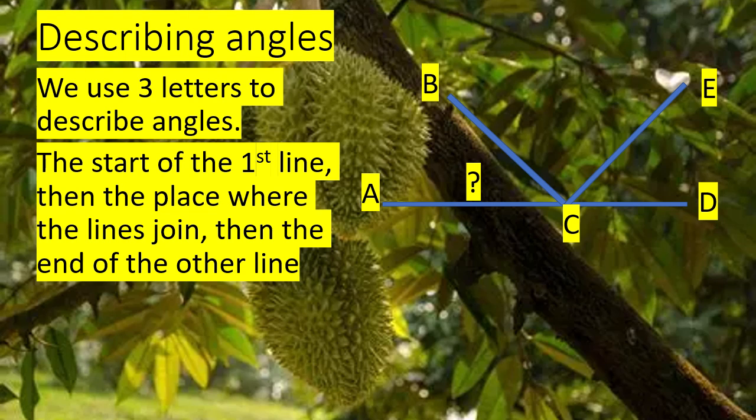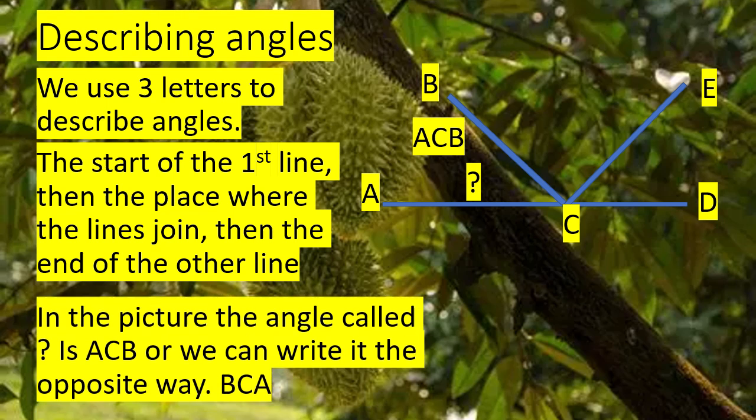The start of the first line is the first letter, then the place where the lines join is the second letter, and then the end of the other line is the third letter. So if you look at the angle where the question mark is, it starts at the bottom left A, they join at C, and the end of the other line is B. So that is ACB.